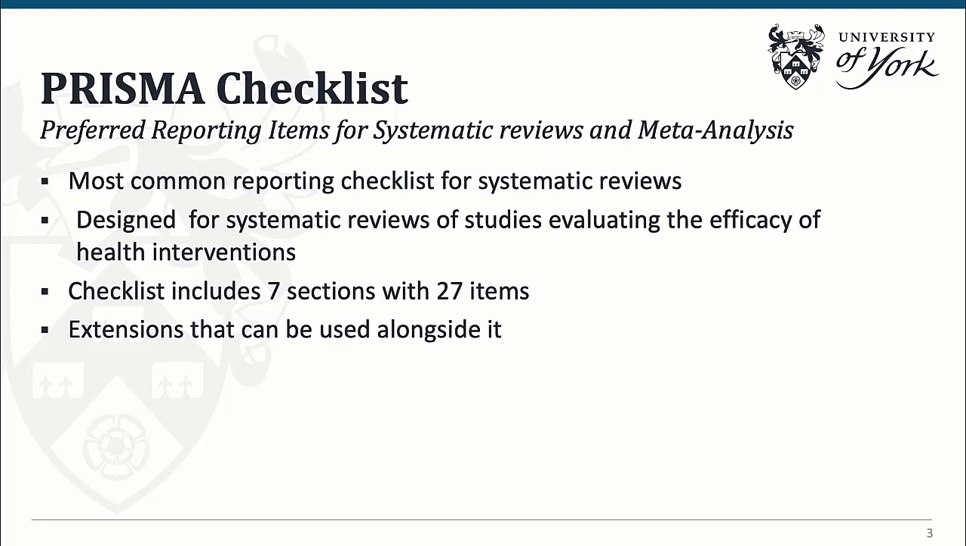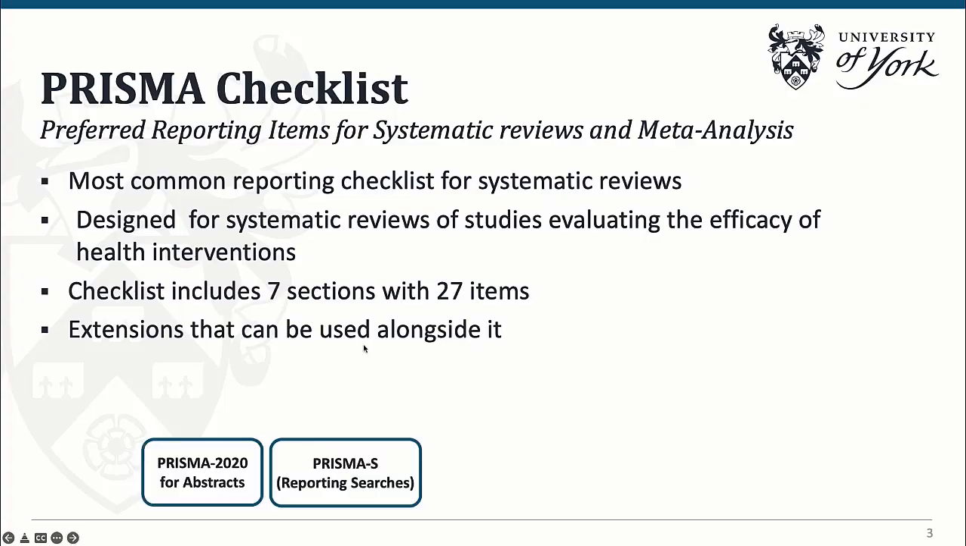Now, the really great thing about the PRISMA checklist is the number of extensions that can be used alongside it. This means it can be really flexible, as you can tailor the reporting guidelines you need to your specific systematic review. So some of the extensions relate to specific parts of your systematic review that you'll be writing up, such as reporting guidelines for your abstracts or searches.